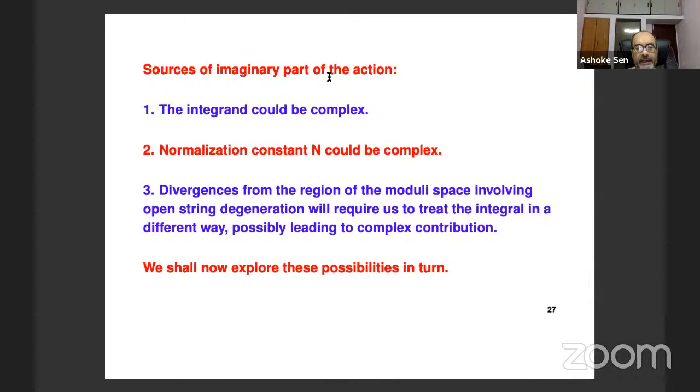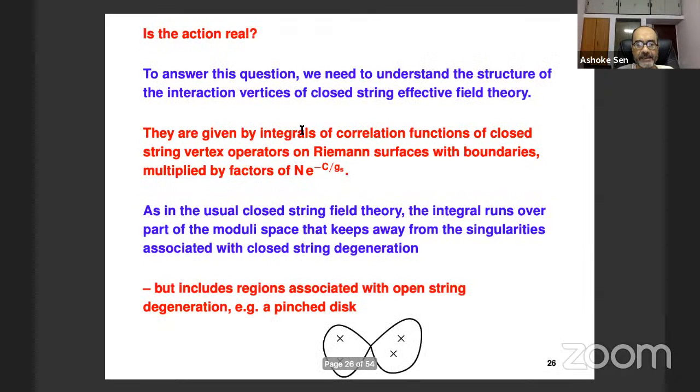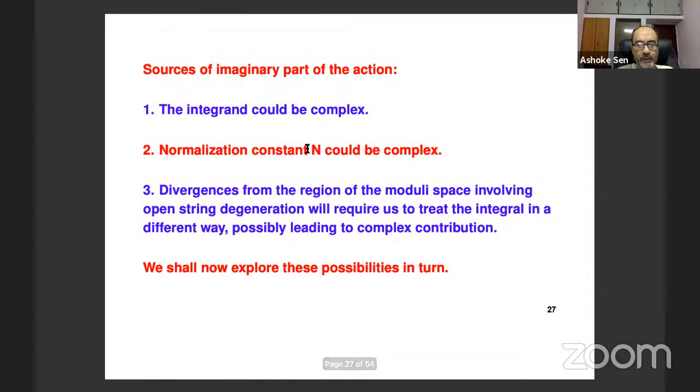So with this understanding, we can now identify the sources of the imaginary part of the action. So the first source is that the integrand itself could be complex. It doesn't happen for closed string field theory, but in the closed string effective field theory, the integrand could be complex. We'll see if that happens. The normalization constant N could be complex, right? Because this multiplies the action. So that's the second source.